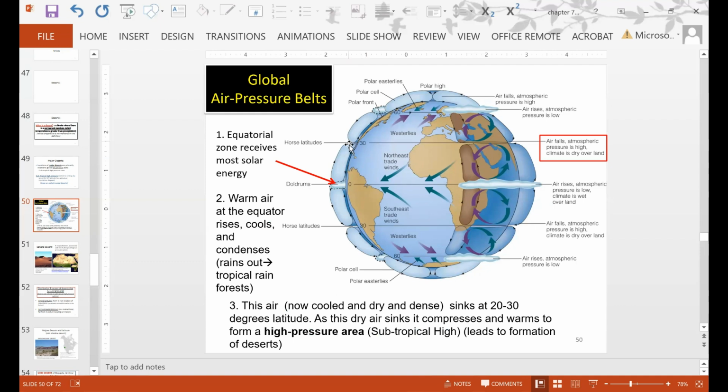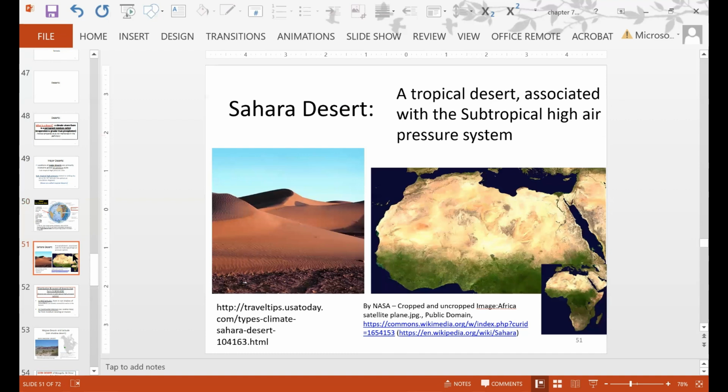That is going to be your major deserts. And that belt is called the subtropical high. It's a whole high pressure area going around the earth at that latitude. And that's where you have your major deserts like the Sahara Desert. The Sahara Desert is associated with the subtropical high air pressure system.